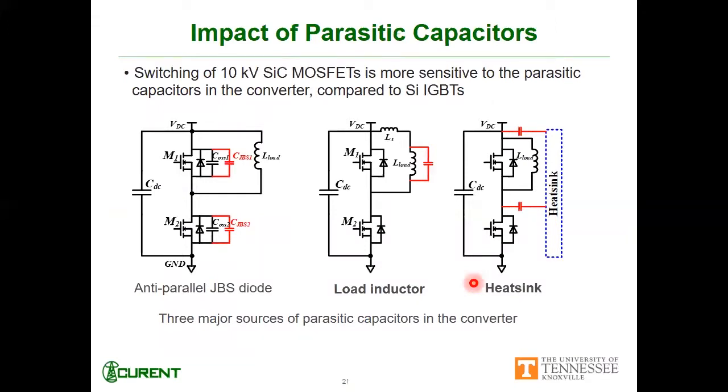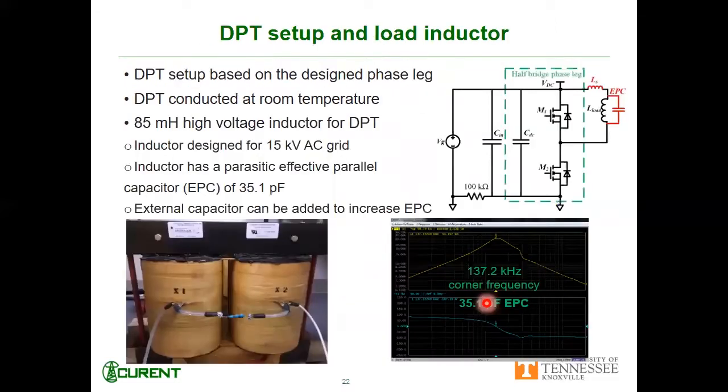Inevitably we have some parasitic capacitors in the power stage of medium voltage converters. There are three major sources of parasitic capacitance in the converter: the anti-parallel Schottky diode, the load inductor, and the heat sink. Today I will basically focus on the EPC, the parasitic capacitor of the load inductor, and maybe a little bit about the parasitic capacitor from the heat sink. This shows the DPT setup.